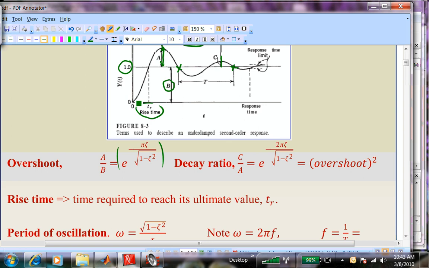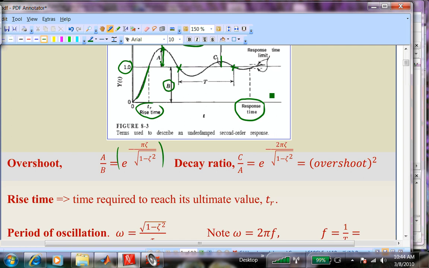So this is the time it takes to reach first steady state. It's not going to stay in the steady state, but how fast it can reach towards that steady state is the rise time. And it's going to overshoot and then come back, and it will actually take a longer time, and that time is called the response time, how long it takes to settle down close to a steady state.